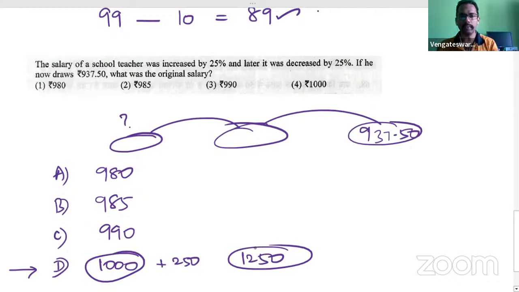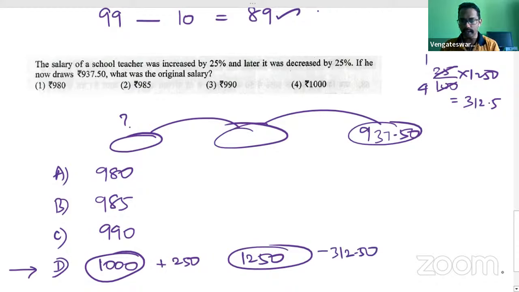Now again, there is a 25% decrease, of which number? Of 1250. What is 25% of 1250? It's 25 by 100 into 1250. Or I can even say 1/4, because 25% of any number is 1/4 of the number. So 1/4 of 1250 is 1250 by 4, which is 312.5. That means we are supposed to do a minus 312.5. We'll check what answer we get.